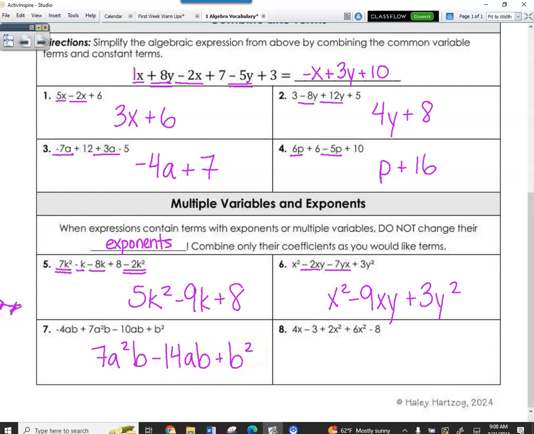All right, look up here and see if you got the same answer. Just different order is fine. Double check the signs. Make sure your 14 has a negative in front. Make sure your 7's positive. Make sure your b squared is positive. Double check it. If you got it wrong, can you figure out what you missed? Do you understand it?